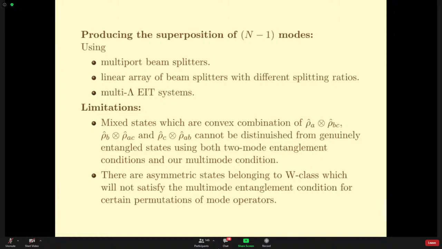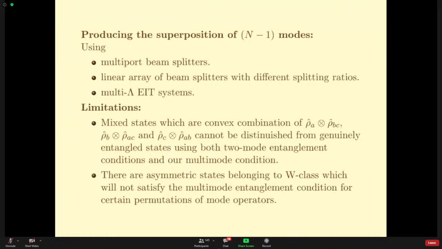So the conditions for non-Gaussian states I described in this paper have certain limitations. We can have mixed states, which are a convex combination of these biseparable states. If you look at each of these, the realizations are different. In one realization, A is separable and B and C are entangled. In another realization, B is separable and A and C are entangled. In the third realization, C is separable, and A and B are entangled. We can have such mixed states. So by definition, these mixed states are not genuinely entangled.